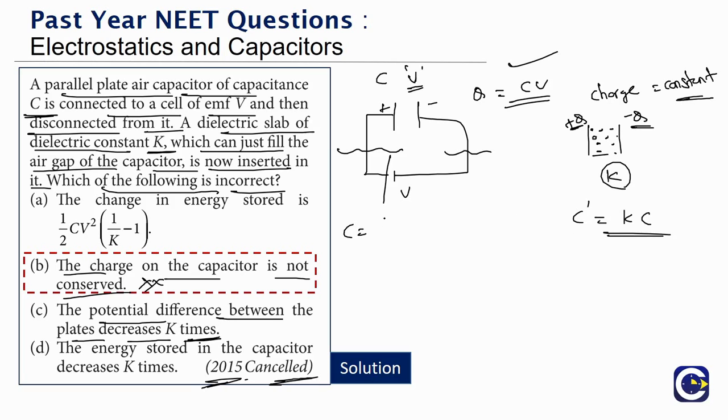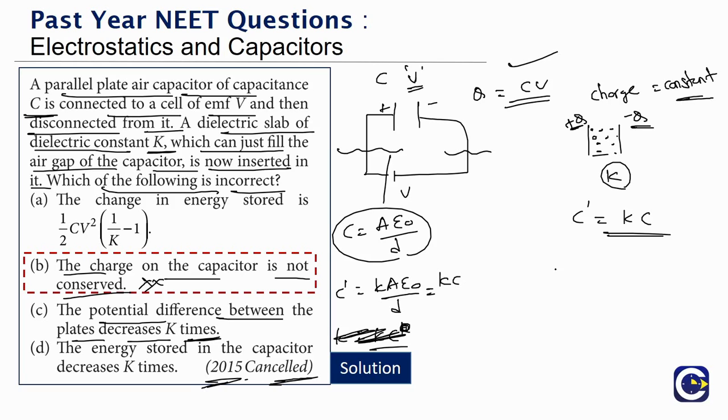Because new capacitance, original capacitance is what? So here if you look at the area as A and distance between the plates is D, then what is the original capacitance? A into epsilon naught by D. New capacitance will be what? K times, because we are keeping a dielectric medium. So what do we see? It will be K times the original capacitance. Okay, so C dash is equal to K times C.